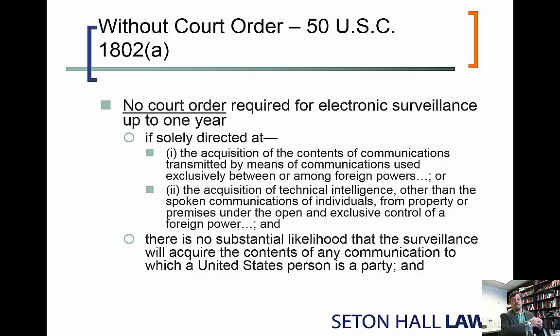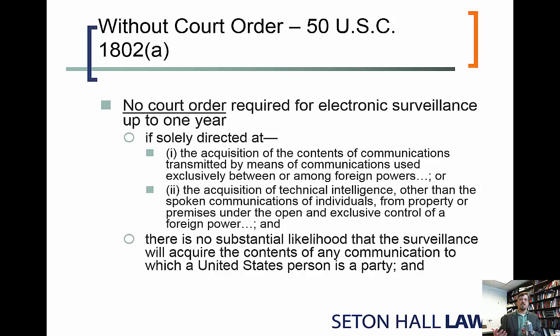So what can the government get under the FISA statute? There is foreign intelligence information that the government can get without any kind of court order at all. So there can be electronic surveillance for up to a year if it is solely directed at communications between or among foreign powers, or acquisition of certain kinds of technical intelligence. And there's no substantial likelihood that the surveillance will acquire any contents of communication involving a U.S. person. So that's there, and that's part of the difference between foreign affairs and domestic surveillance.